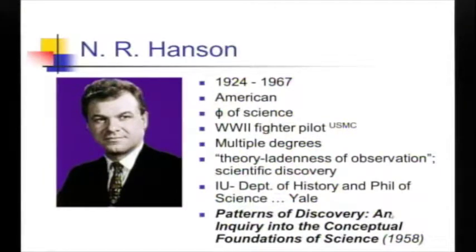All right, so here's an image of Hanson. Norwood Russell Hanson is his name, but he typically went by the letters here. There weren't a lot of images of him, so I thought this was the coolest one. Notice that he lived until 1967. What does that make him? 44? Pretty young guy when he died. American, he's mainly a philosopher of science, or in fact, better would be the philosopher of the history and philosophy of science.